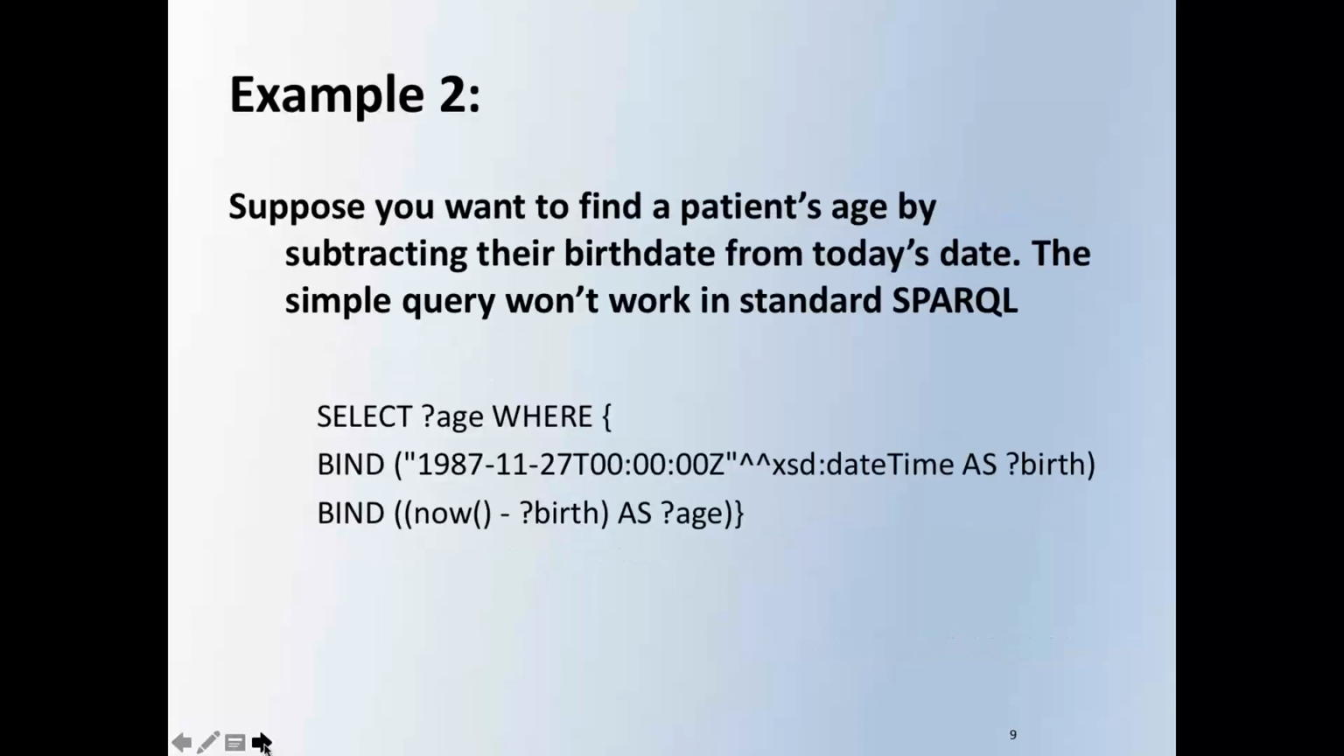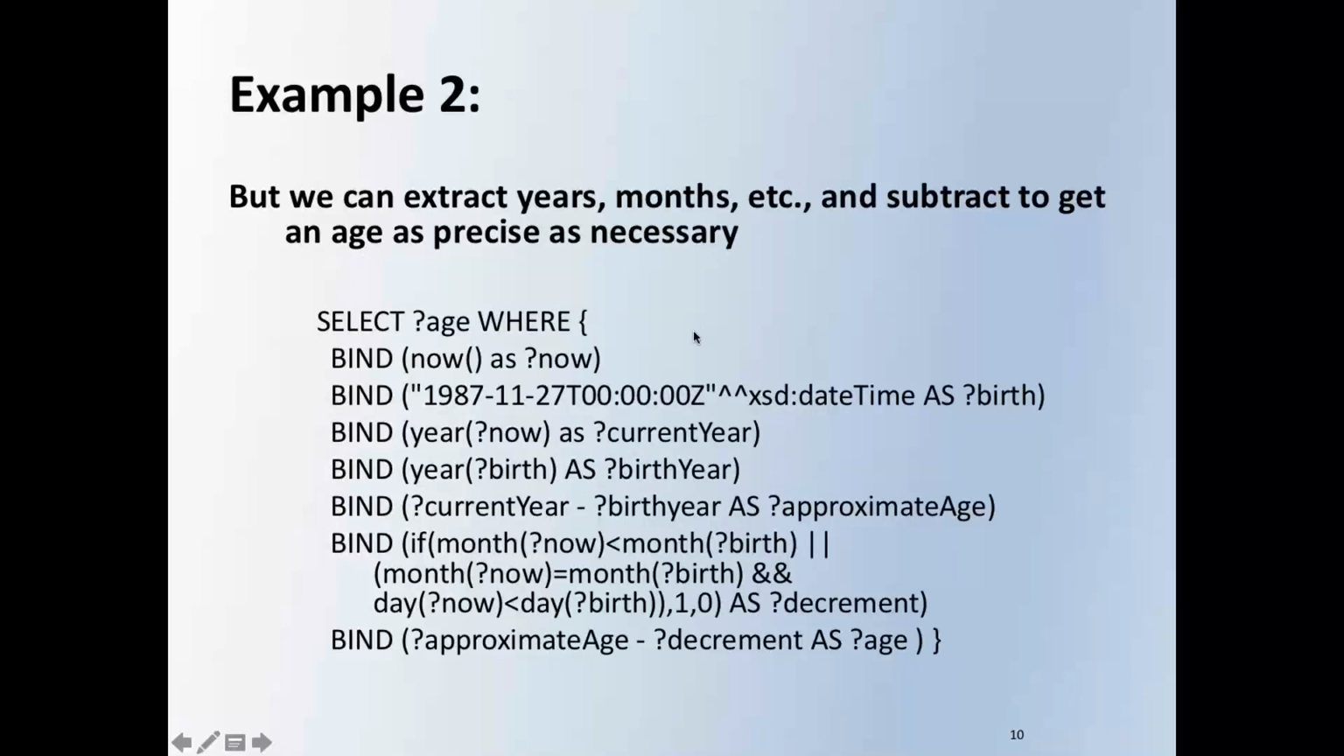Okay, second example. Suppose you want to find a patient's age by subtracting their birth date from today's date. So we'd like to just say, take now minus the patient's birth date and get their age. But that will not work in standard SPARQL. That's trying to subtract one date time from another, which is not supported by the standard. So here's what you can do as a workaround.